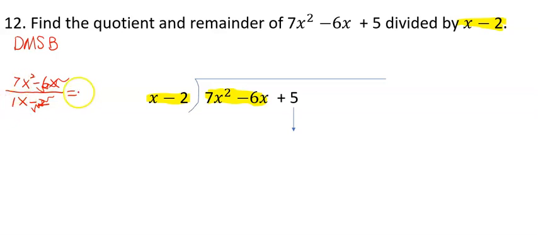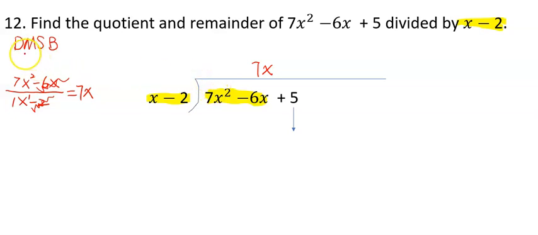So 7 divided by 1 will be 7, and x squared divided by x: we subtract the exponents and keep the base. 2 minus 1 is 1. So we have 7x as a quotient. We're going to put the quotient up here and do multiplication.